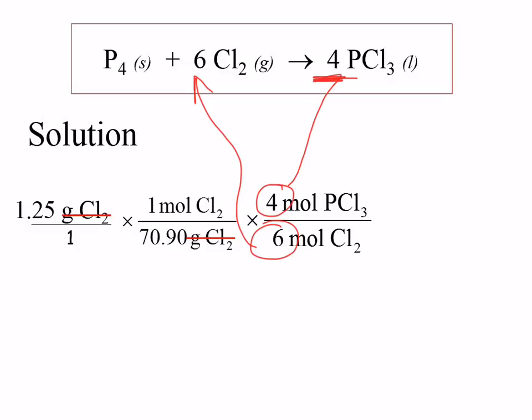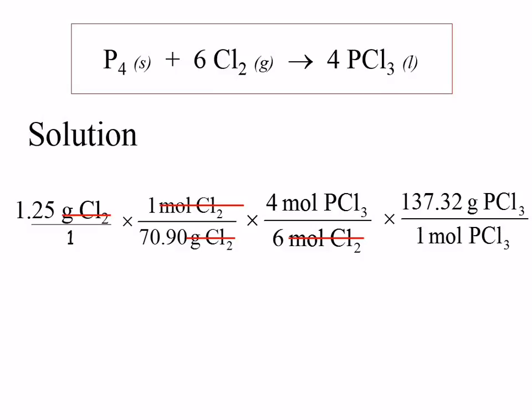Perfect. And we did that, so now our moles of Cl2 cancel. We have moles of PCl3, and we're going to use the molar mass of PCl3, the non-flipped version, which is 137.32 grams of PCl3 over 1 mole of PCl3. Units of moles of PCl3 cancel. We're left with units of grams of PCl3, which is great. Rounding? 3, yep. So I got 1.62 grams PCl3.